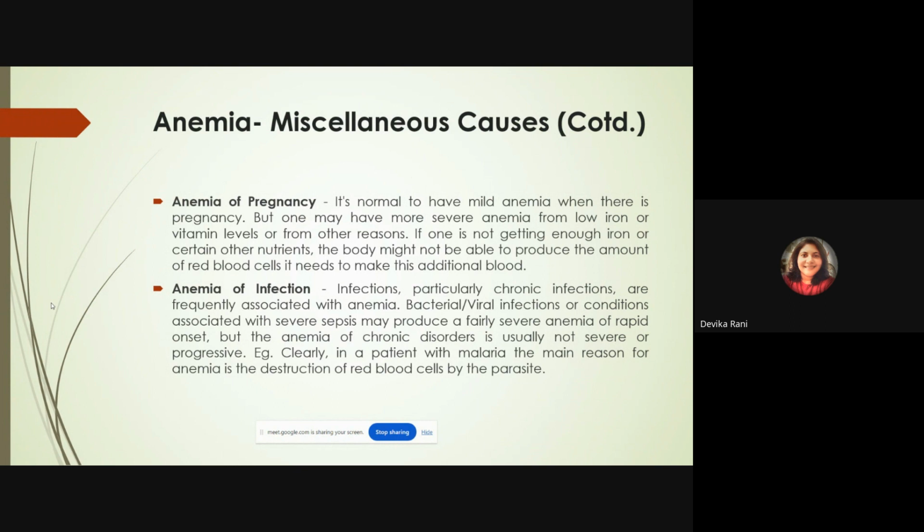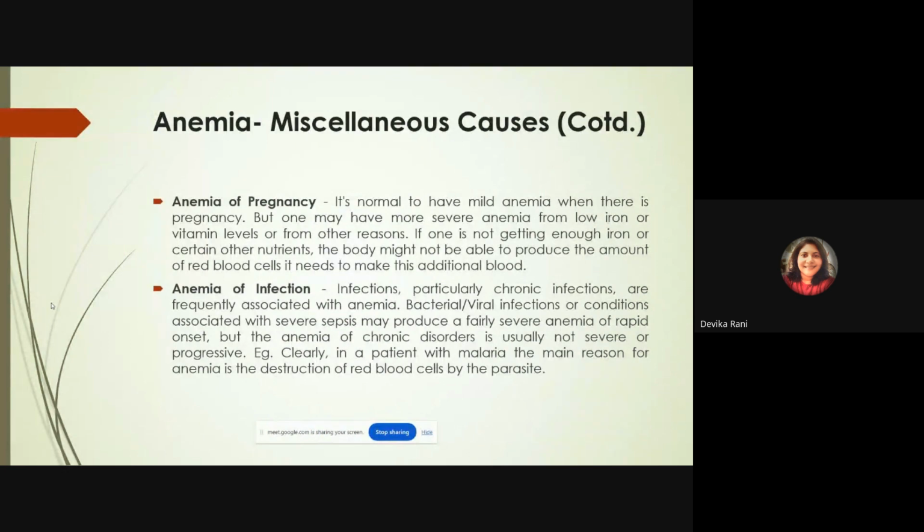So, basically, infections, particularly chronic infections, are frequently associated with anemia. You might have a bacterial or viral infection, or conditions associated with severe sepsis, which is like blood poisoning or severe shock in the body, which may produce a fairly severe anemia of rapid onset. But the anemia of this type, if controlled, is usually not severe or progressive.